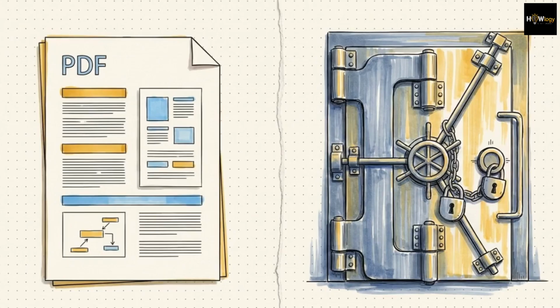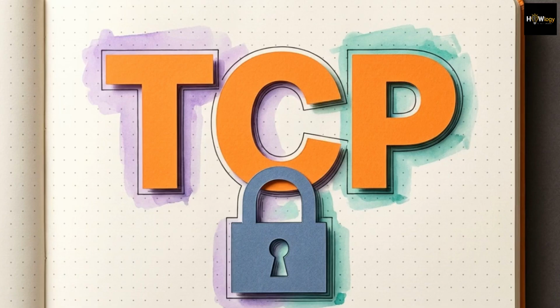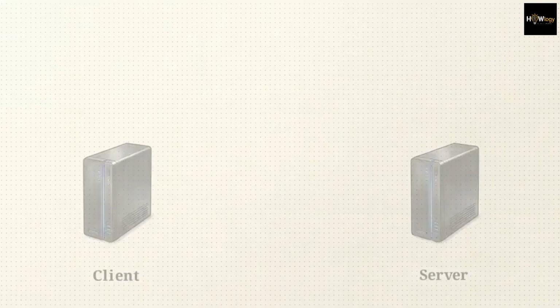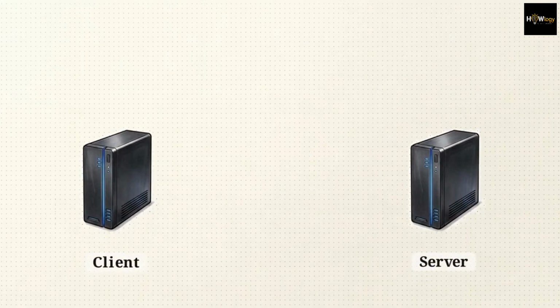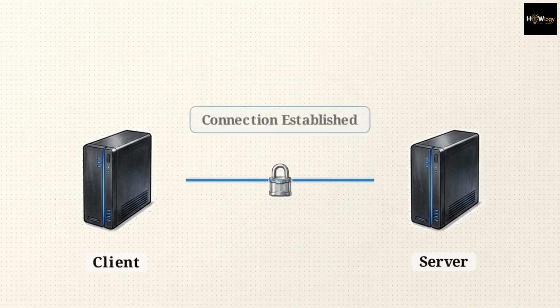When an application requires 100% accuracy, like downloading a PDF or loading a bank website, the transport layer uses a protocol called TCP, or Transmission Control Protocol. TCP operates as a connection-oriented protocol, meaning that before it sends any data, it performs a formal three-way handshake with the server to guarantee both sides are ready and listening.